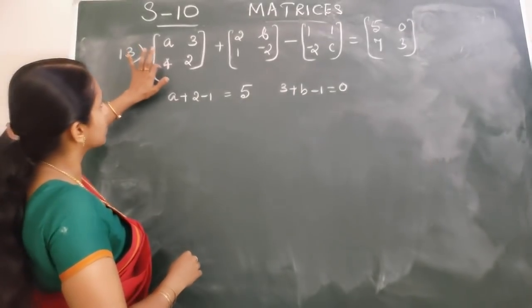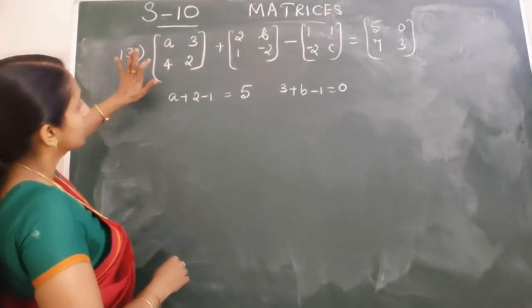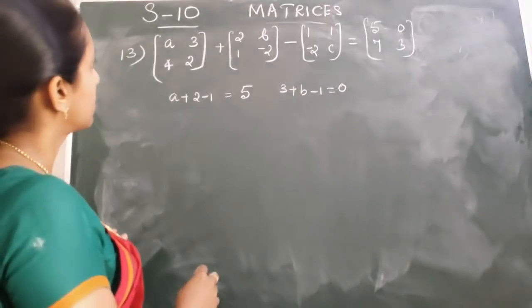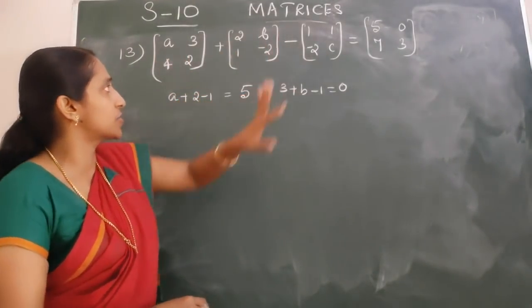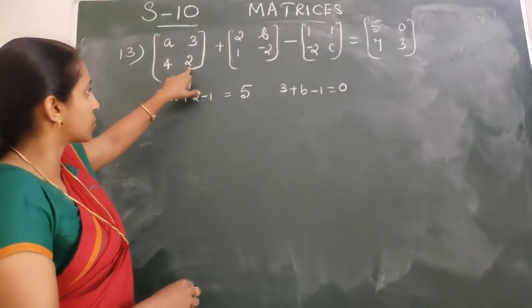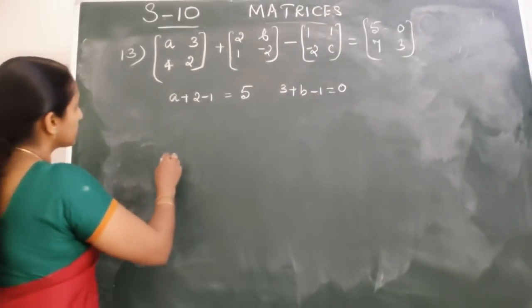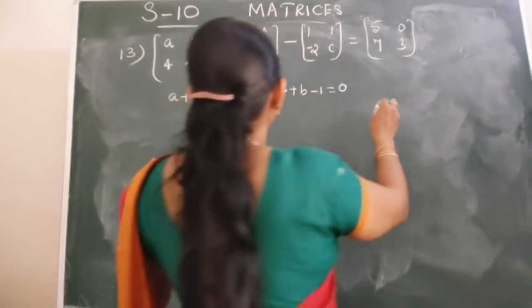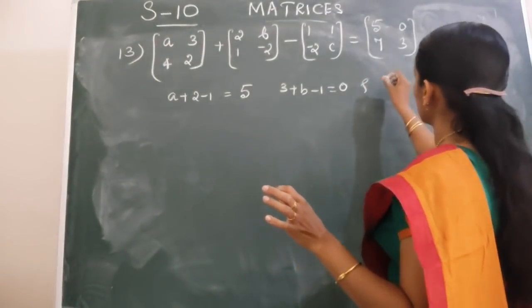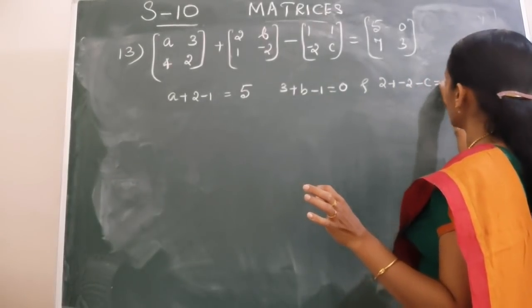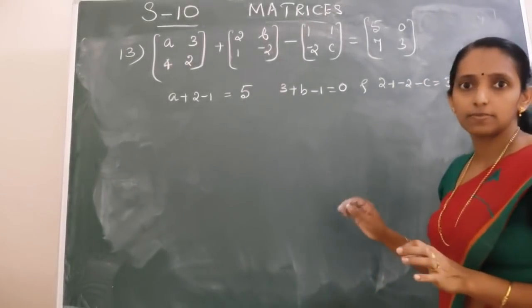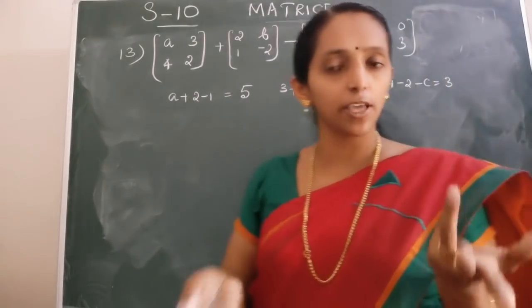That means there is no need of going to take the third element because these all are constant. So you will take out the fourth one, and the fourth one: 2 plus minus 2 minus C equal to 3. Now you can find the values of A, B, C.